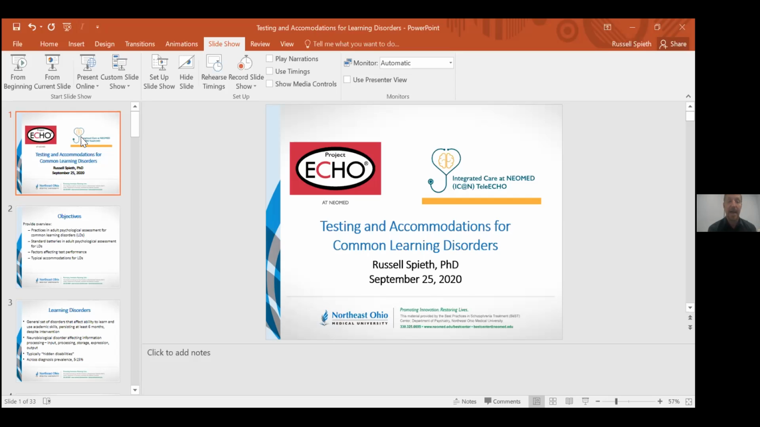The other goal of this is obviously not so you learn how to do testing for common learning disorders, but my hope is that if you ever refer one of your patients for psychological testing, you'll have a sense of what you should be looking for, what information should be there, that may help you in other ways of working with that particular patient.